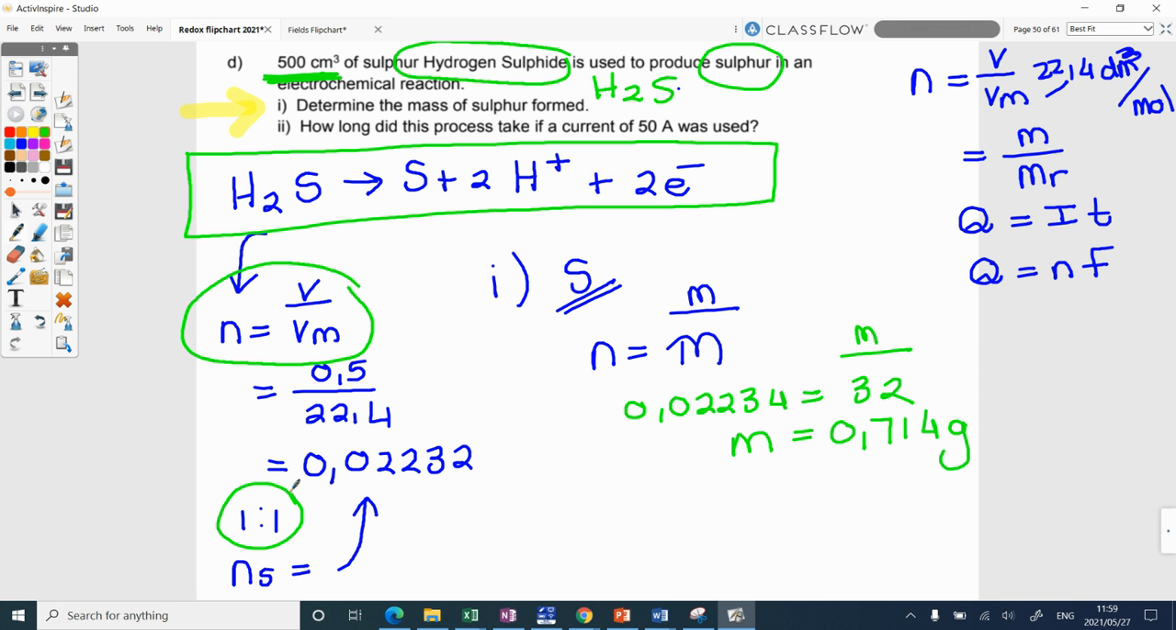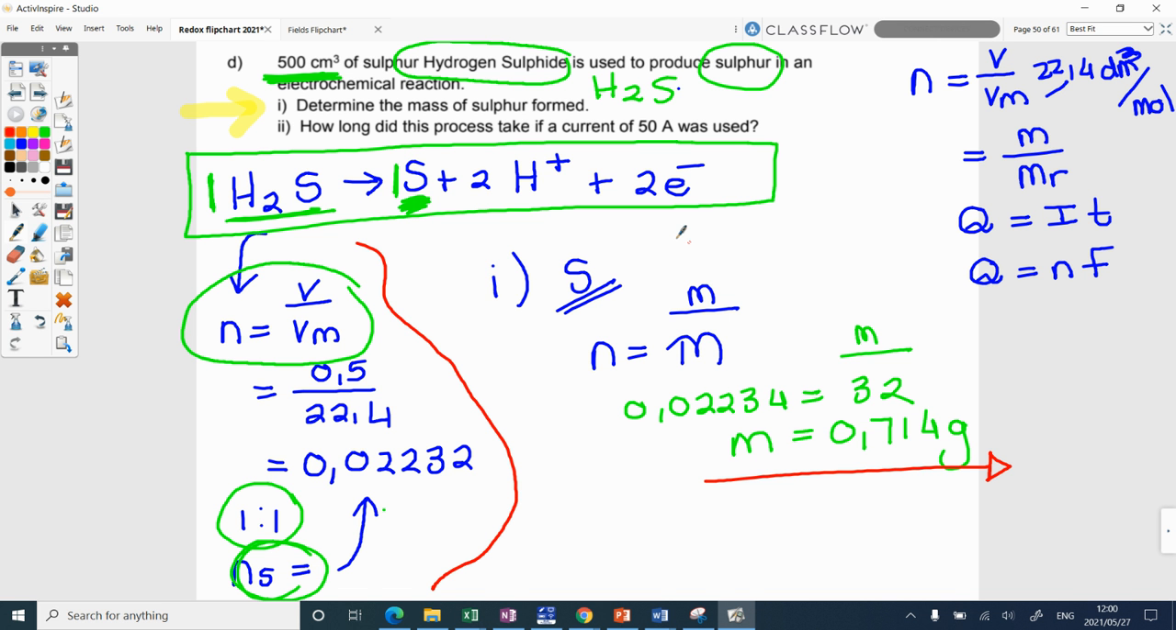Okay, then the ratio of H2S to sulfur is 1 to 1. They gave us an easy one because it's 1 to 1. That means the moles of sulfur is the same as the moles of H2S. Did you all agree with that? Did you at least think about the ratio? Don't just ignore the ratio. So for question 1, we now have the moles of sulfur. We're going to use our old equation, n = m over M, to get the mass of sulfur. Is this first part relatively easy? First part's easy. Okay.